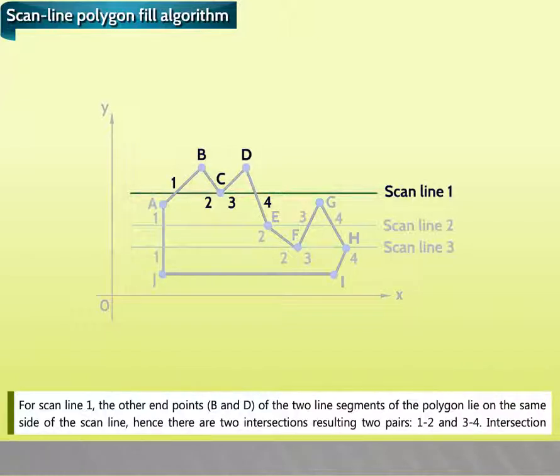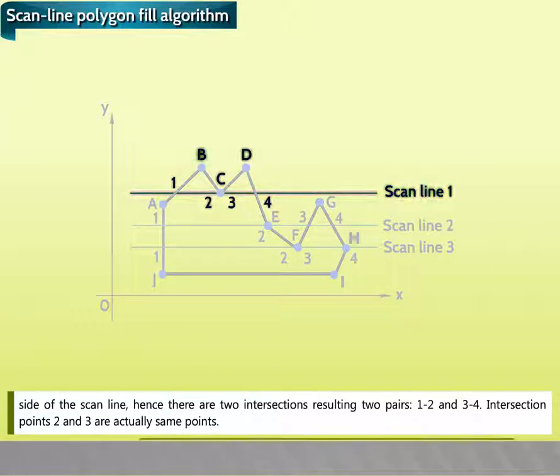For scanline 1, the other endpoints B and D of the two line segments of the polygon lie on the same side of the scanline. Hence, there are two intersections resulting in two pairs, 1 to 2 and 3 to 4. Intersection points 2 and 3 are actually the same point.